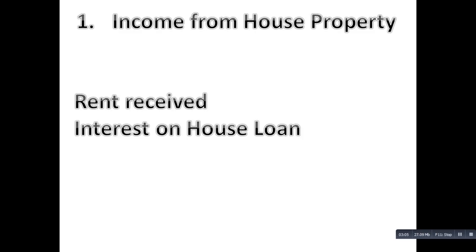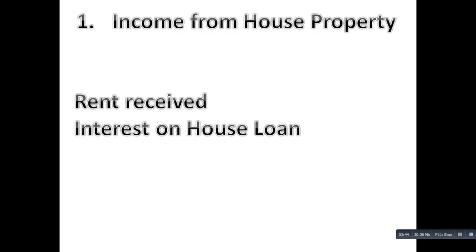The next is income from house property. Here income means if you have your own house and you give it for rent to other people, then you receive the rent amount. That is your income. And also you pay interest whenever you have any kind of house loan. In that case the interest amount is deducted here, that is up to 2 lakhs, and the rent amount is added to your income. And you will understand this with the help of an example.